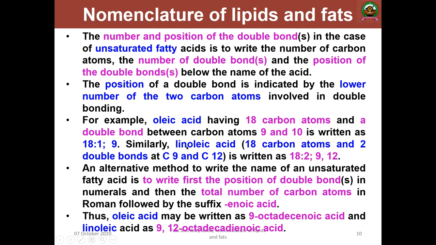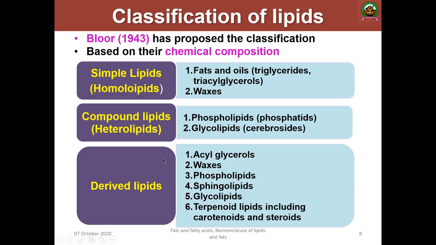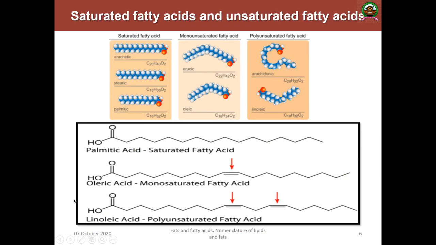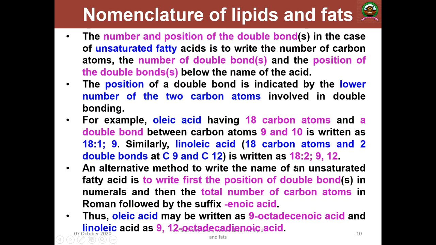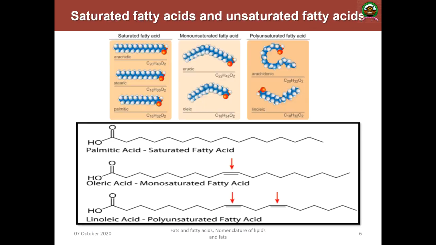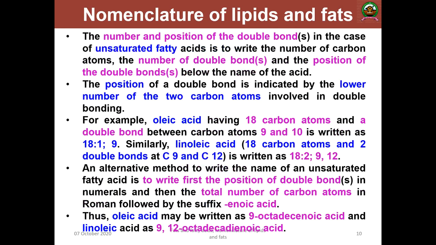Okay, then similarly, linoleic acid has 18 carbon atoms and 2 double bonds. I have already shown you this here. The double bonds are between C9 and C12. Here you can see the position number C9, the first double bond starts at C9, then 10, 11 and 12. At the 12th position, the second double bond starts. Thus it is known as 18:2:9,12.